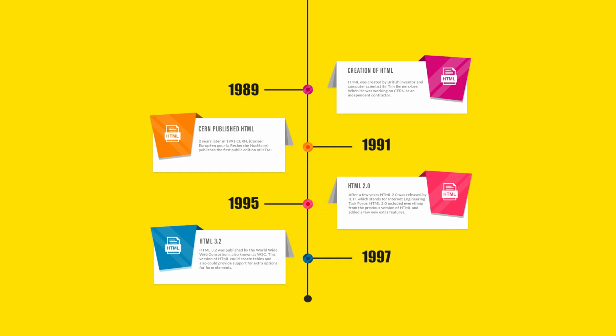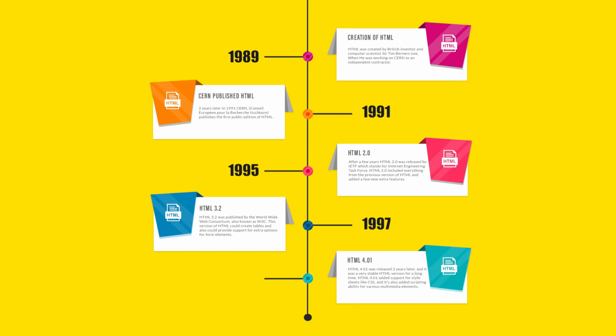Then in 1997, HTML 3.2 was published by the World Wide Web Consortium, also known as W3C. This version of HTML could create tables and also provided support for extra options for form elements, and it could also support a web page with complex mathematical equations.